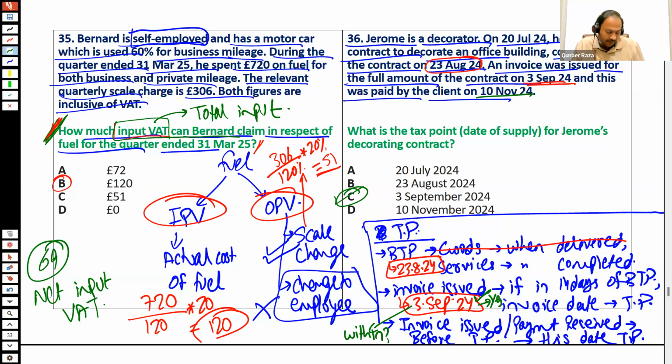Aisha? No, not clear? Still not clear? I can explain. I'm happy to explain. So I understand Aisha has issues. What about others?